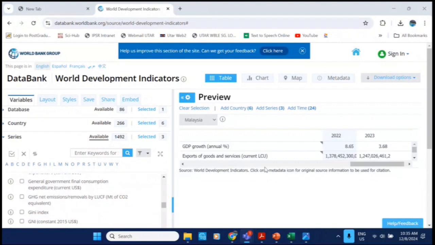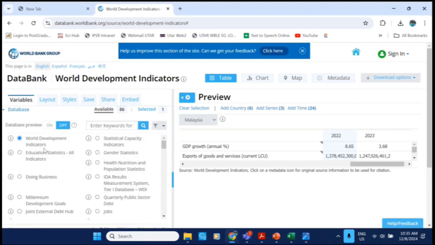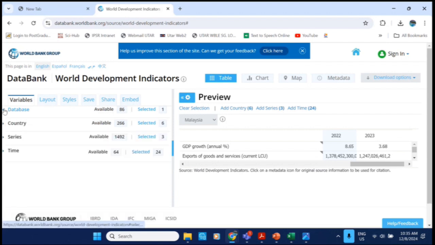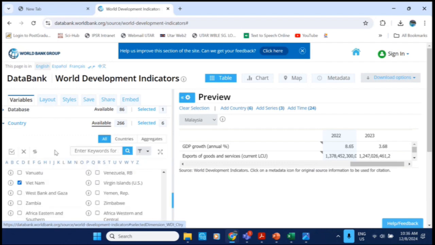In the link, can you see? In the link I give you, you can go to here, right? Usually for the database, we just use the World Development Indicators because this one is all in one, right? You have almost everything here. So we click the database, World Development Indicators, or by default they'll give you this one. Then country, so you choose.